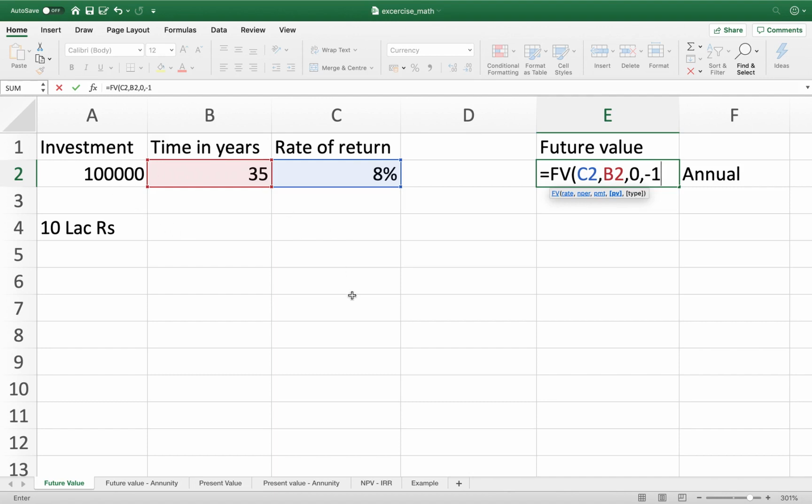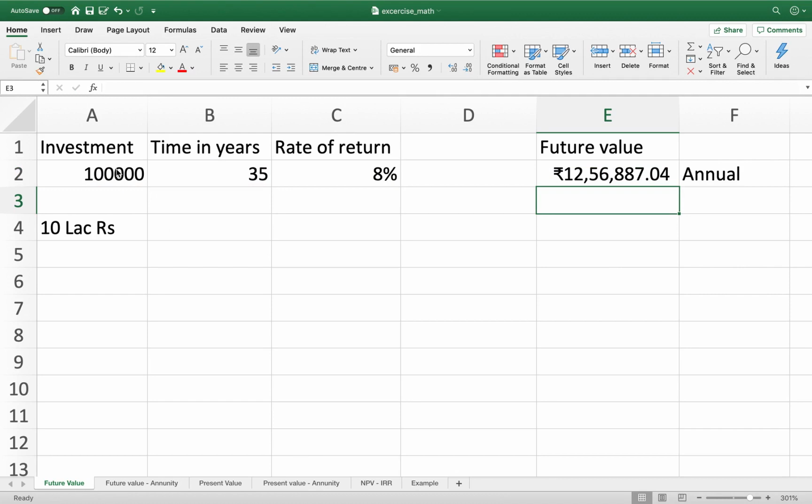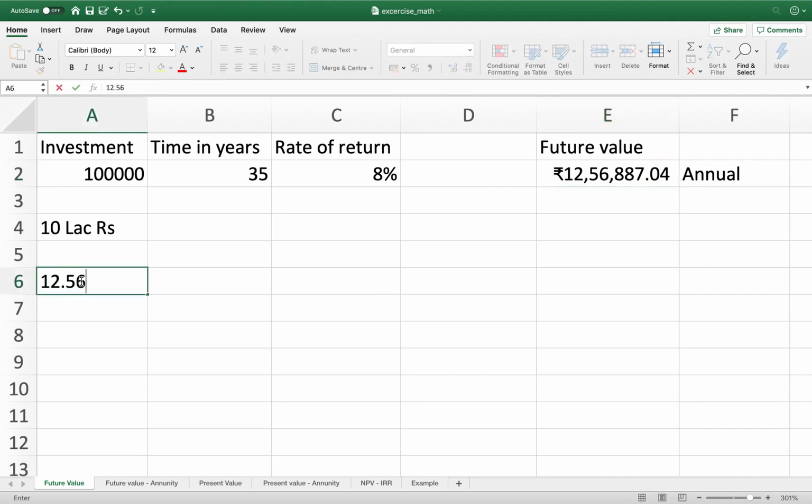I'm going to give 1 lakh rupee, so it has to be a negative value. Another hint is that everything in the bracket, you have to give as a negative number for this. So I have given minus and the present value of the fund, and then I'll enter and see how much money it becomes. Well, it becomes 12,56,000 rupees.